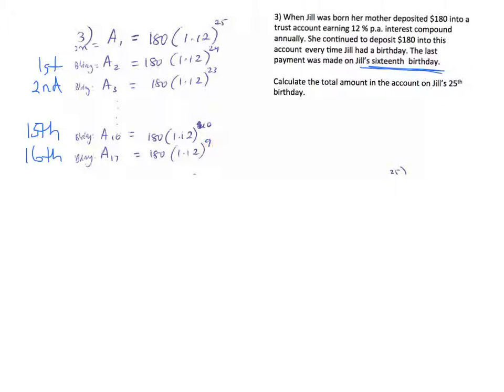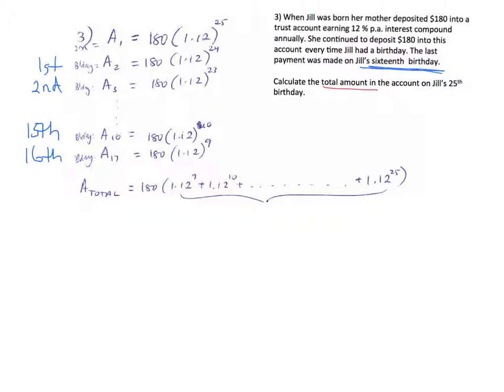That's 9 years. And that means the previous deposit of $180 on her 15th birthday would have been earning compound interest for 10 years. So now the question's asking for the total amount in her account on her 25th birthday, which means we need to add up all of these amounts from when she was born to her 16th birthday, and all of the compound interests as well. So when we add all those together, we get this expression when we factorise out the 180 as well.